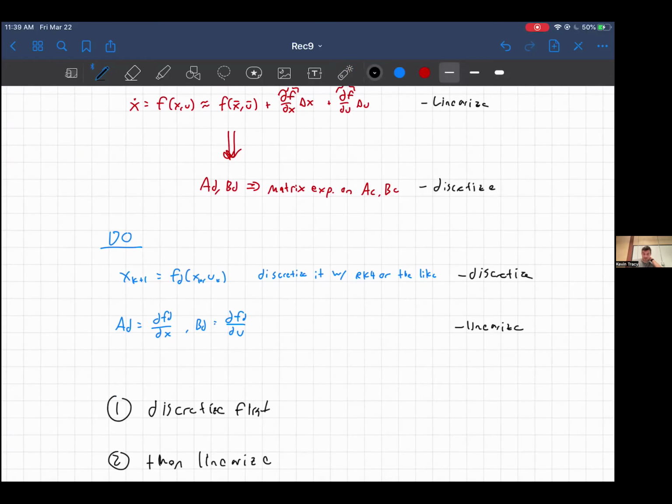So discretize first, then linearize. This is very important.